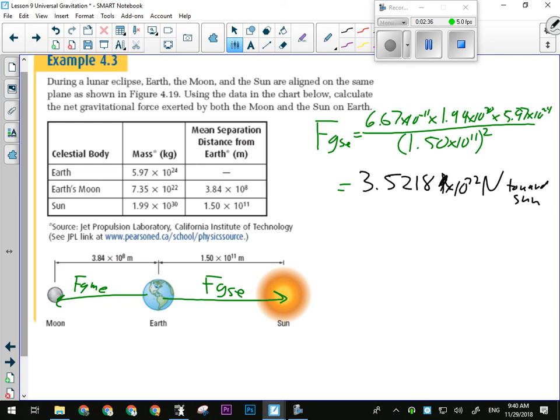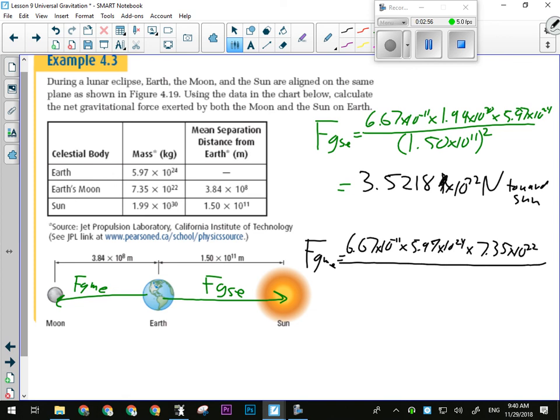Then I've got to do exactly the same calculation for the force of gravity between the moon and the Earth, so that'll be 6.67 times 10 to the minus 11, times 5.97 times 10 to the 24, mass of the Earth, times 7.35 times 10 to the 22, the mass of the moon, divided by 3.84 times 10 to the 8 squared. That's the distance from the center of the Earth to the center of the moon.